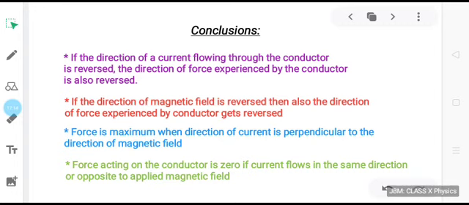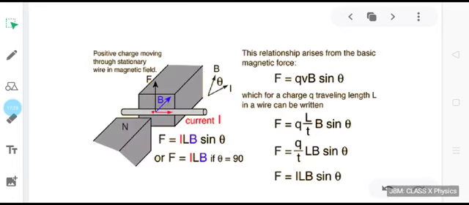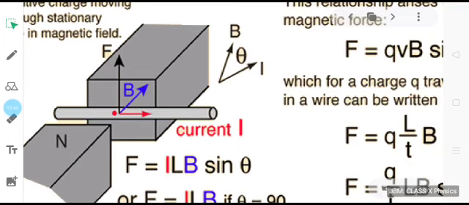Now these two points shall become pretty much clear to you when we see the magnitude of force acting on the conductor. Refer to this picture. The current carrying conductor, through which current I is flowing, has been kept in between the poles of a magnet. The direction of magnetic field is shown. Let us assume that the angle between the direction of magnetic field and current is given by theta.